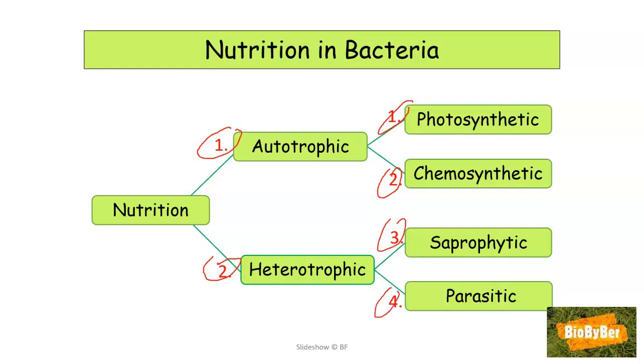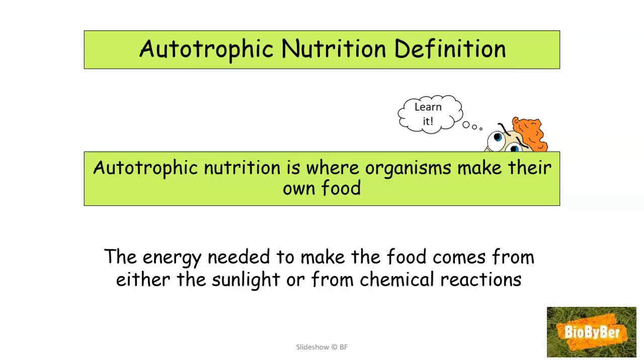What we're going to do now is take each one of these types and discuss each one in turn. First of all, looking at autotrophic nutrition, in the word autotrophic we see the word auto, which comes from the Greek word for self, and trophic, which comes from the Greek word for food. So autotrophic is self-food. In other words, it's making your own food. The definition of autotrophic nutrition is where organisms make their own food. It's rather like feeding without eating.